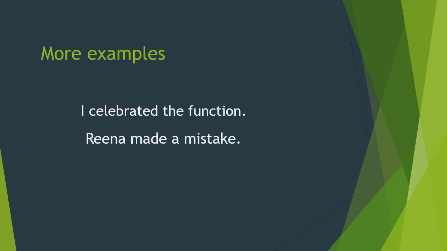The second sentence, Reena made a mistake. Here the subject is Reena, verb made and the object mistake. As I have said previously, Reena is doing the action made and the mistake, the object, is the receiver of the action made.